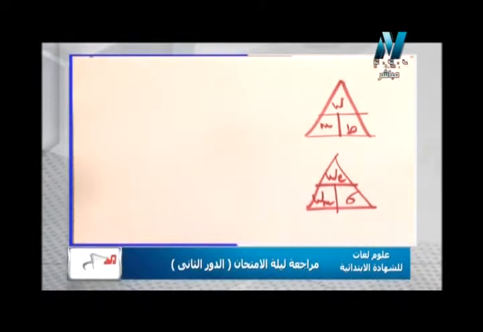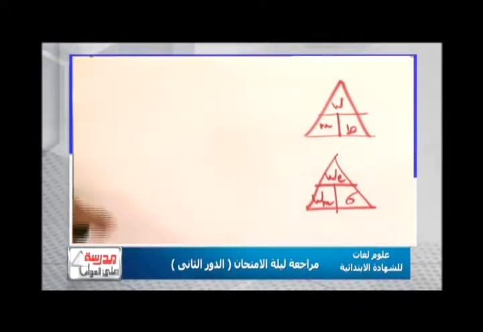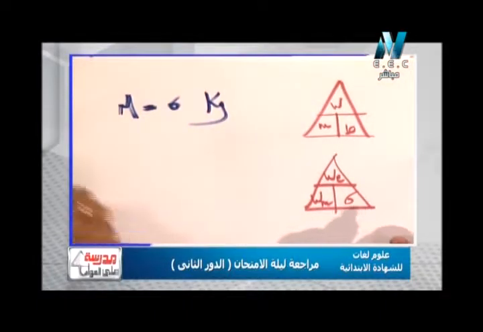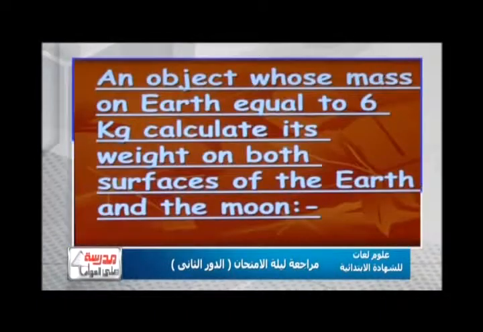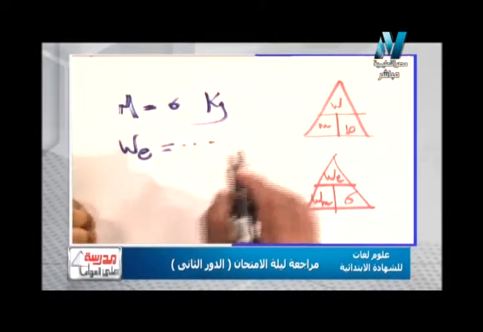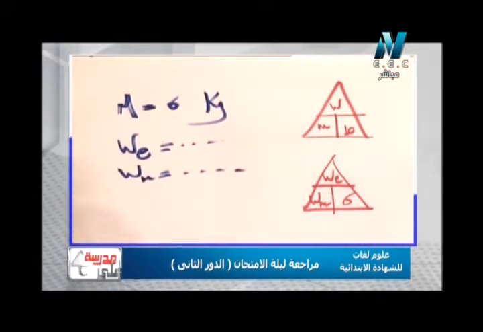So I can calculate the things found in the problem. What is given in the problem? The question says that a body on the Earth has a mass of 6 kilograms. That's all. So I can write mass equal 6 kilograms. The problem wants to calculate the weight on the Earth and the weight on the Moon, which I don't know. So how can I find the weight on the Earth?